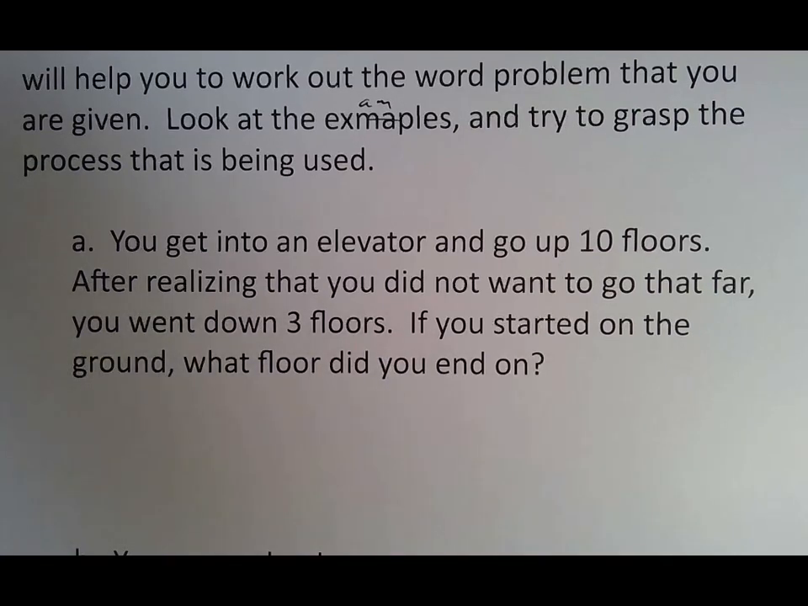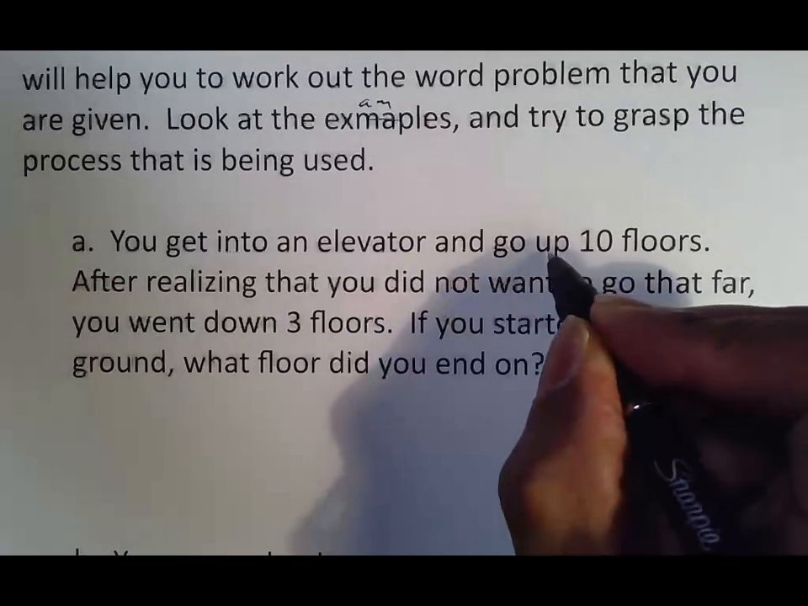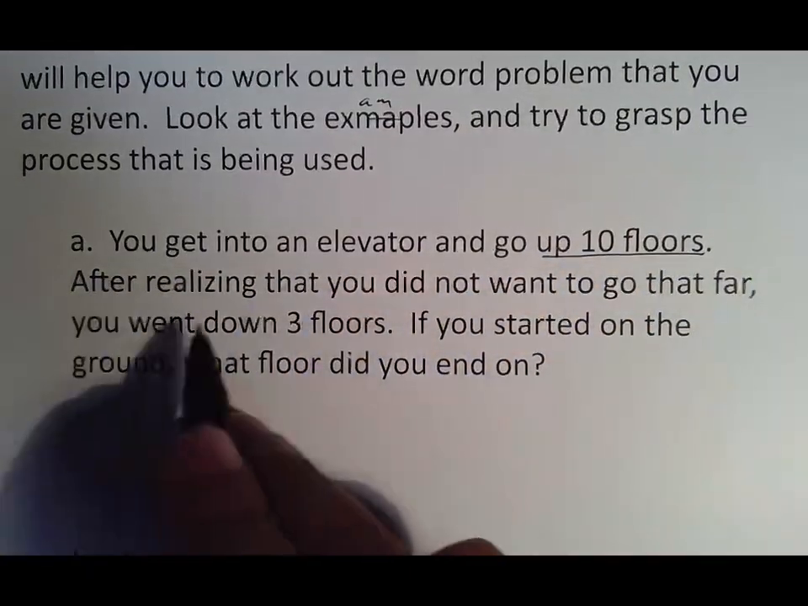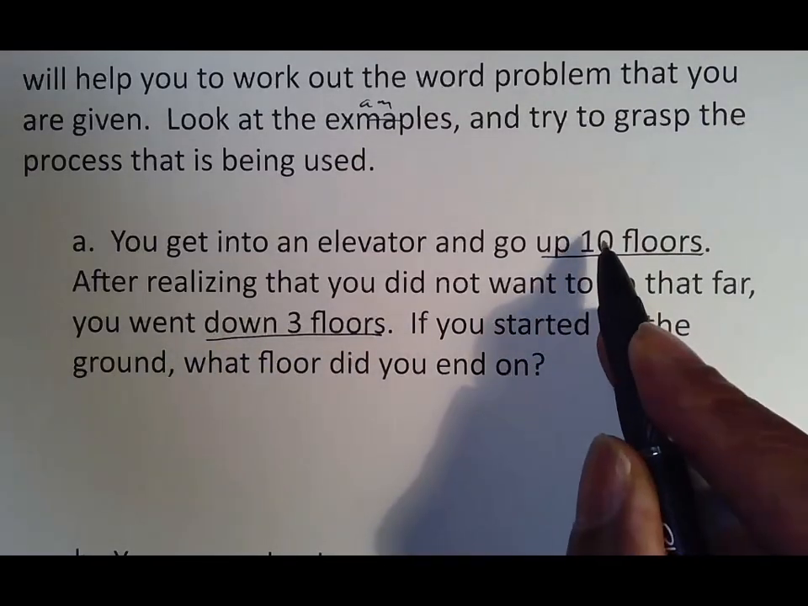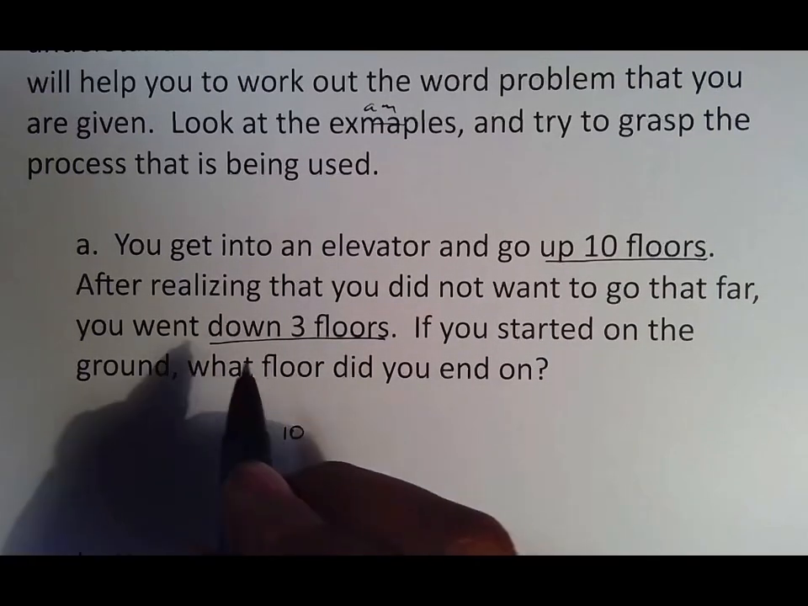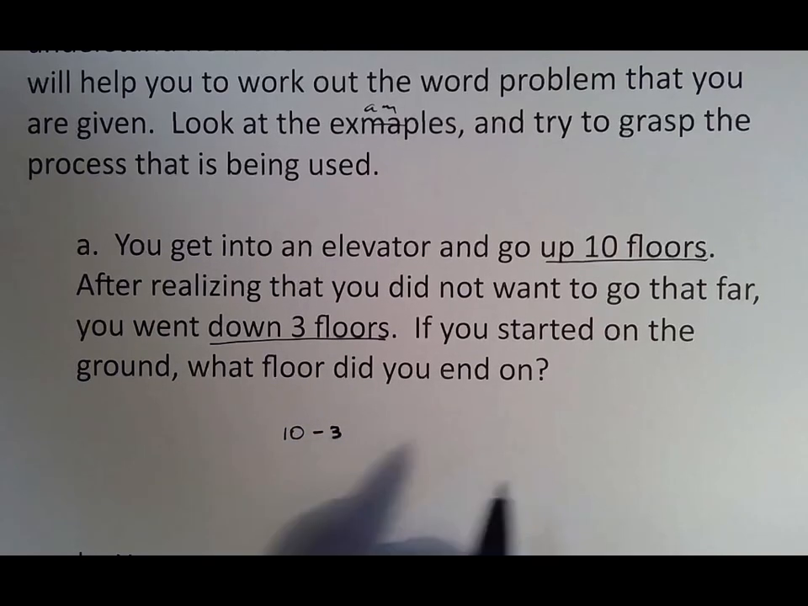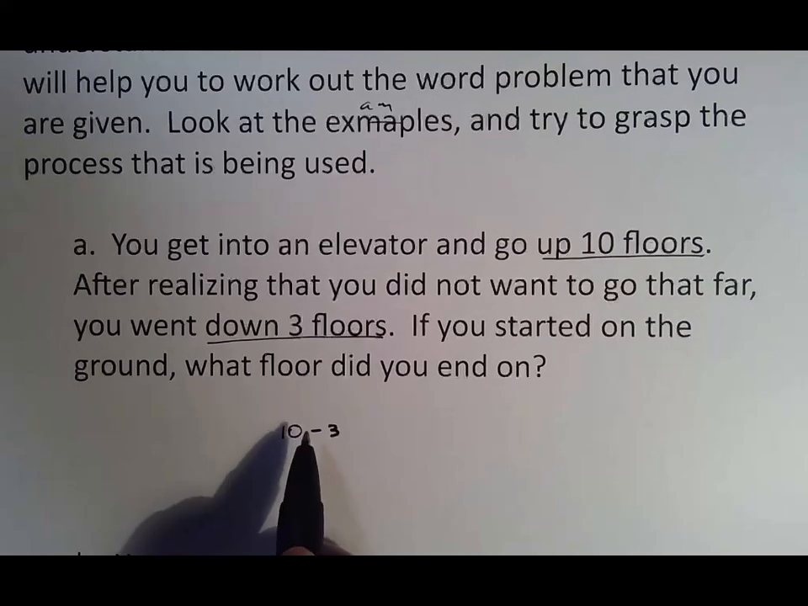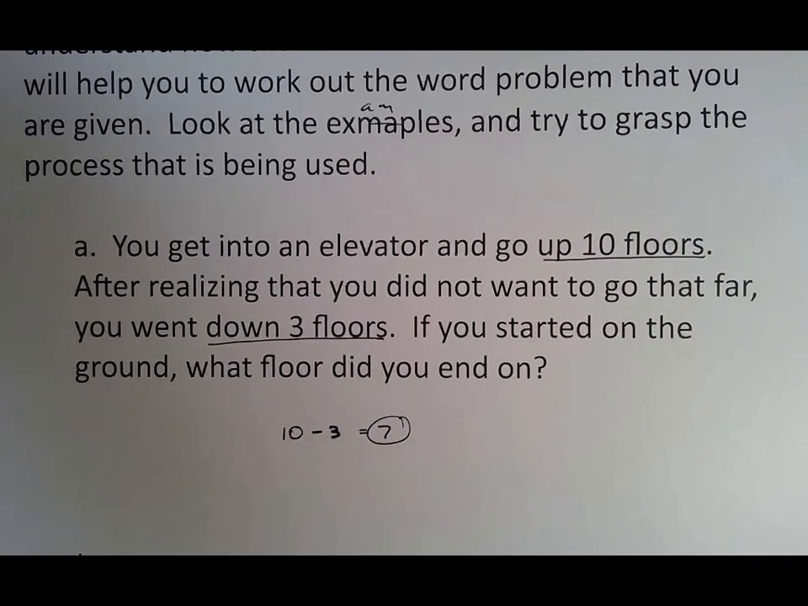And here's what you do. Remember I said how I mark up my page just a little bit. So you get into an elevator and go up 10 floors. It says you realize you didn't want to go that far, so you go down 3 floors. So up 10 floors is a positive 10, or just a 10. If I go down 3 floors, that means I went down or subtracted 3 from where I was, or you could view down as a negative 3, and 10 minus 3 obviously is 7, so you should have ended up on the 7th floor.